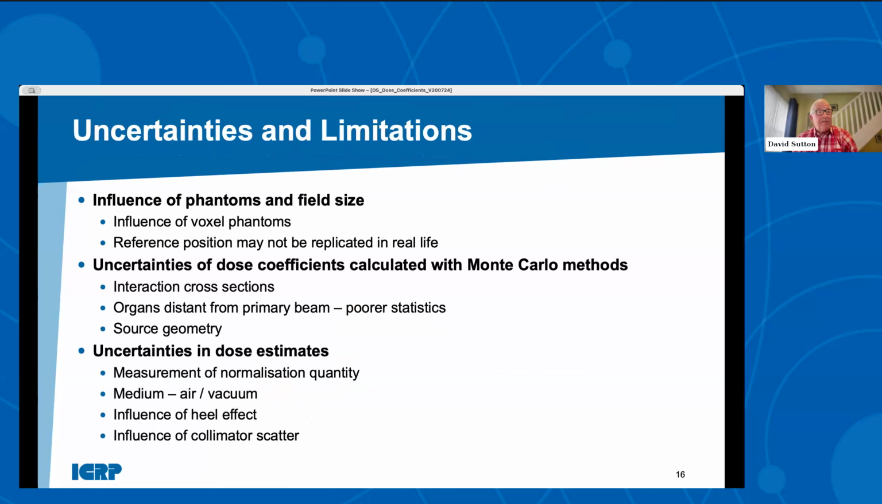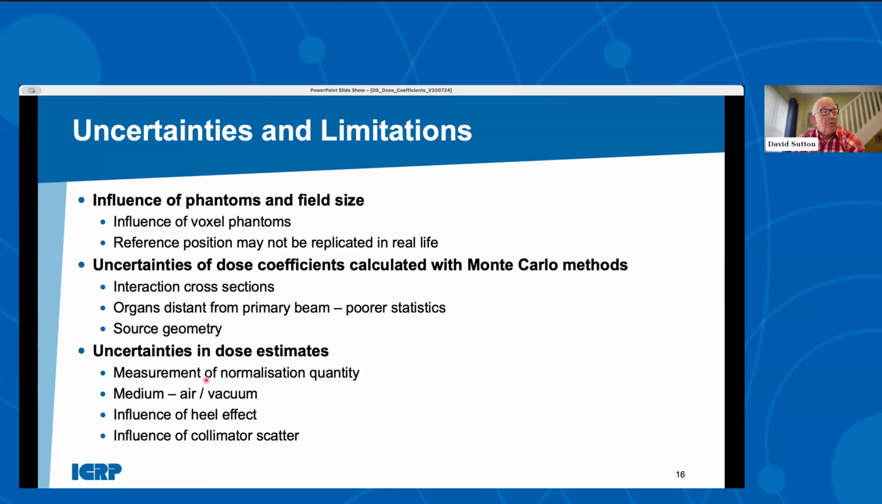So moving on, and as you might expect, the report includes some consideration of the uncertainties and limitations involved in the work. Topics include, as listed here, the influence of the voxel phantom itself, the fact that the reference field position might not be replicated in real life, the uncertainties in the interaction cross-sections used in the Monte Carlo calculations, the fact that, as Jens mentioned, organs distant from the primary beam will have poorer statistics than organs in the primary beam, source geometry, uncertainties in the dose estimates themselves.